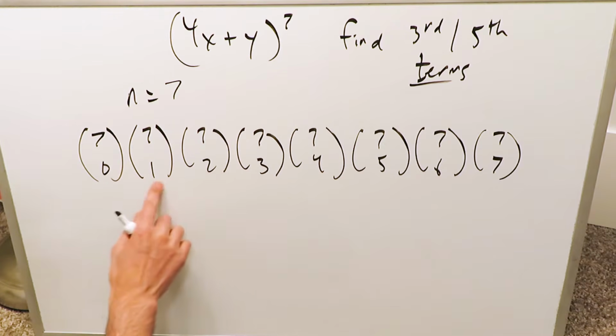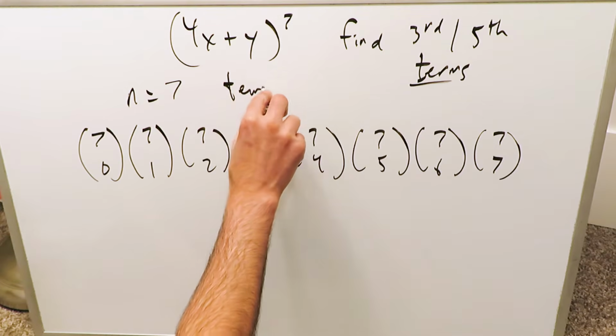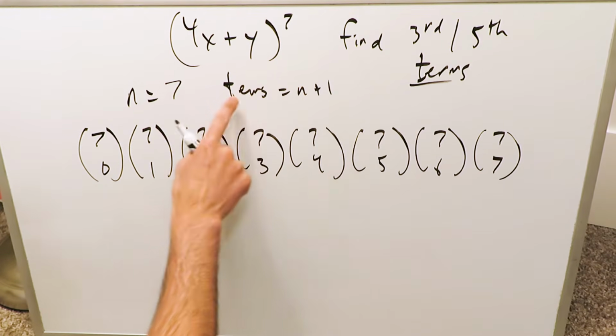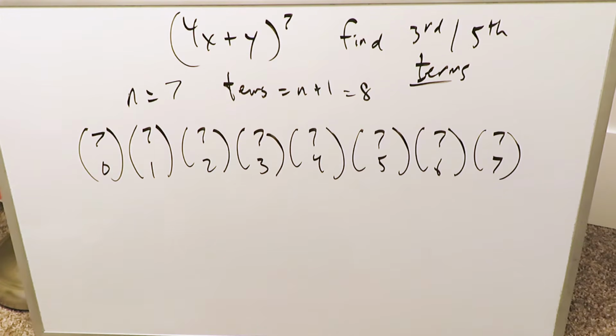How many do we have? 1, 2, 3, 4, 5, 6, 7, 8. The number of terms is always n plus 1. You have 7 here, so 7 plus 1, it must be 8. It always expands to n plus 1 terms.